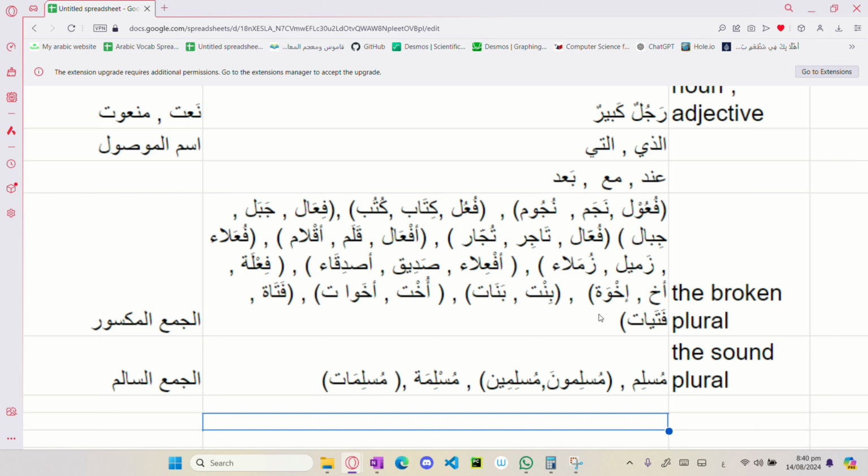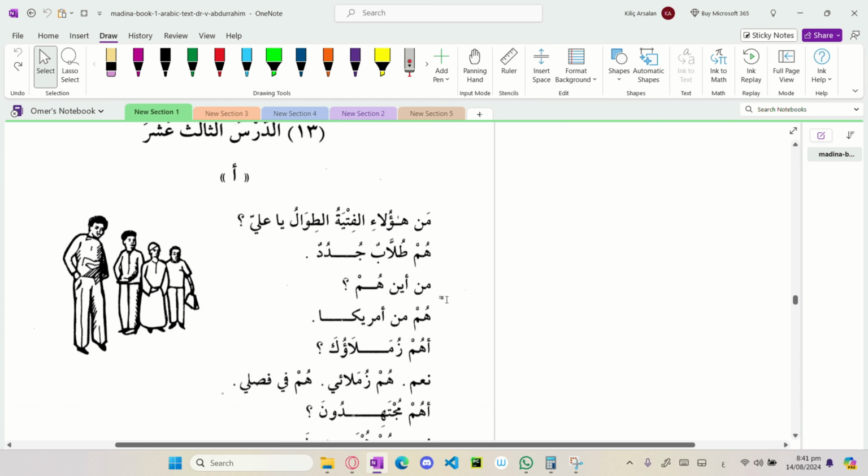So these are the patterns we have studied up till now. I would recommend you guys pause this video and process all of this information, and you can repeat this part of the video because this is a very, very important concept. So that's it for the Jam'un for now, and let's move to the conversation.